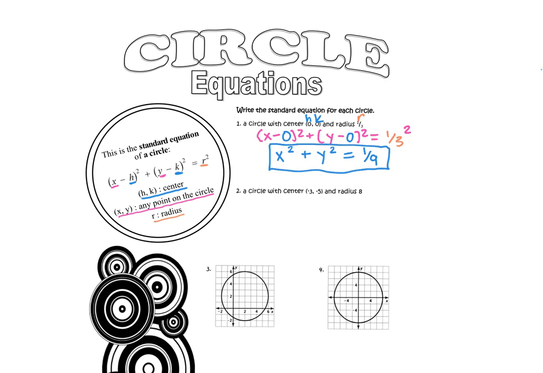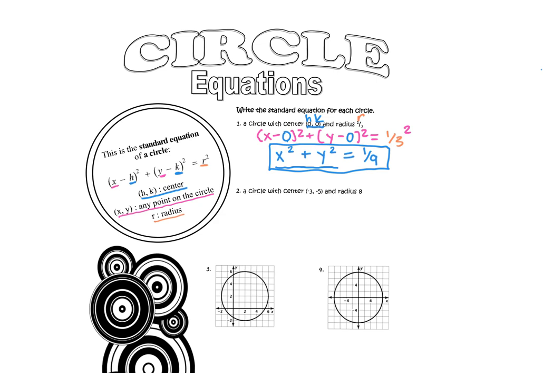Something to recognize is that when our center is at (0, 0), we are always going to end up with just x² + y² on the left, because if you notice when we put those zeros in there, x minus 0 is always going to be x squared, and same for y squared. So if you have a center at (0, 0), you're going to end up with x² + y².